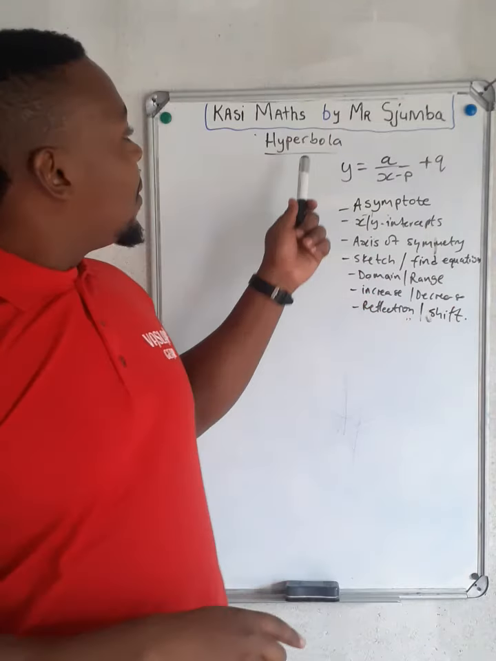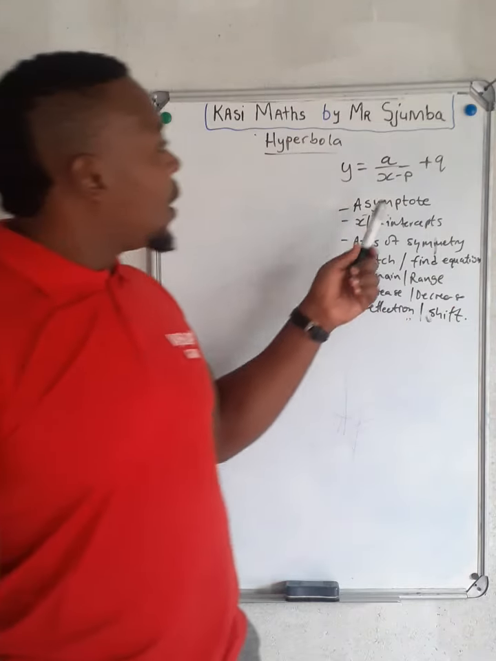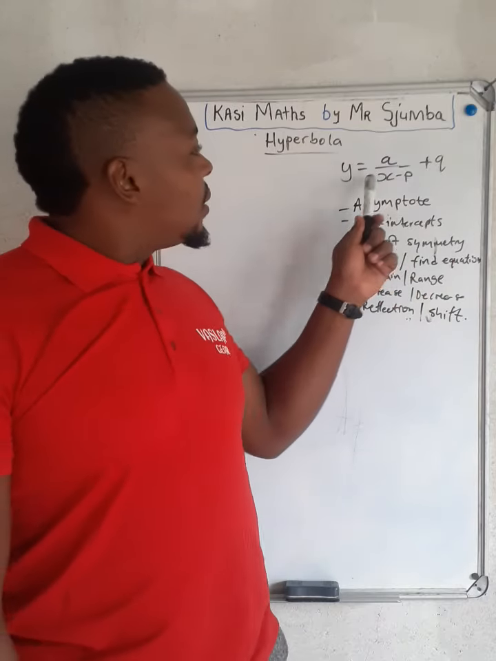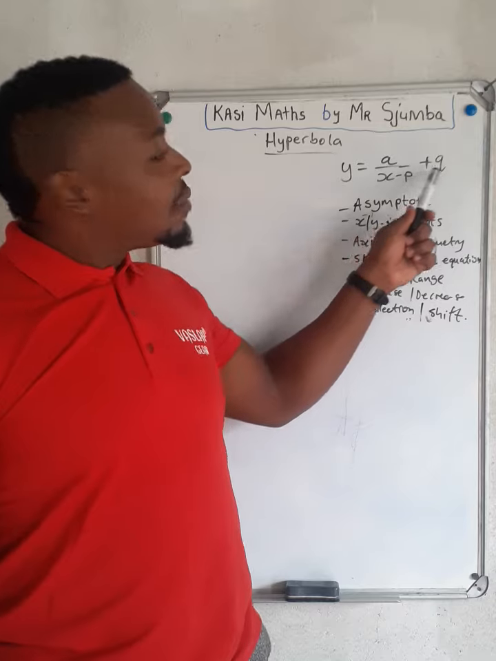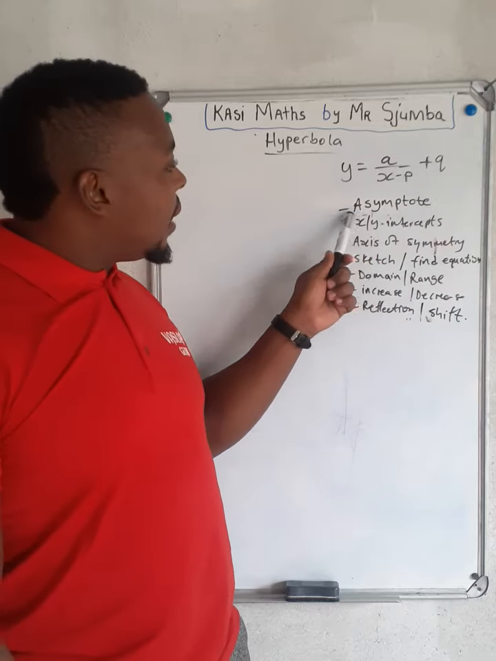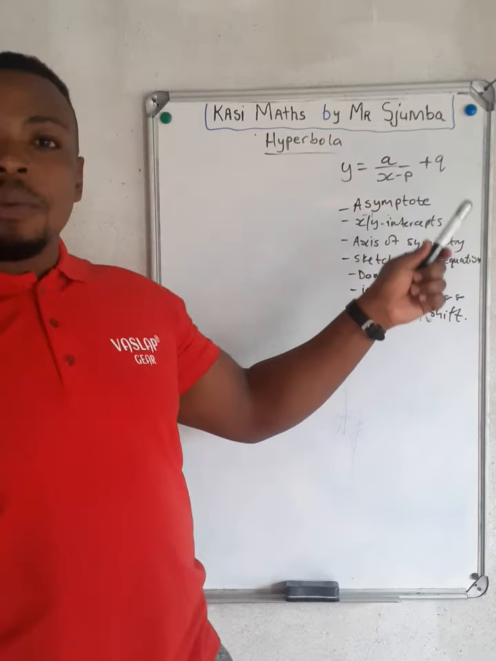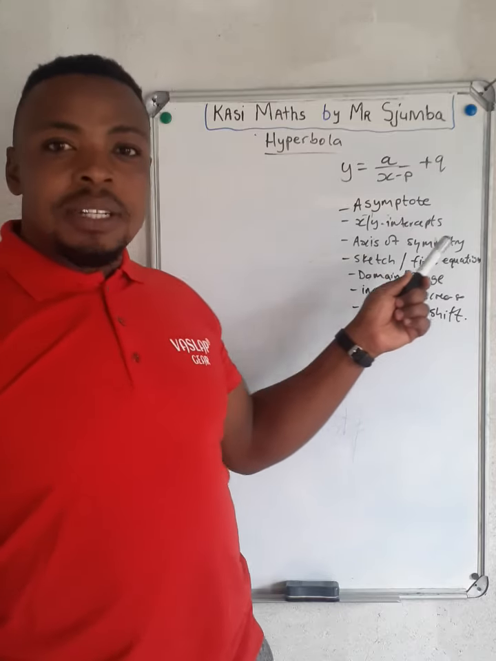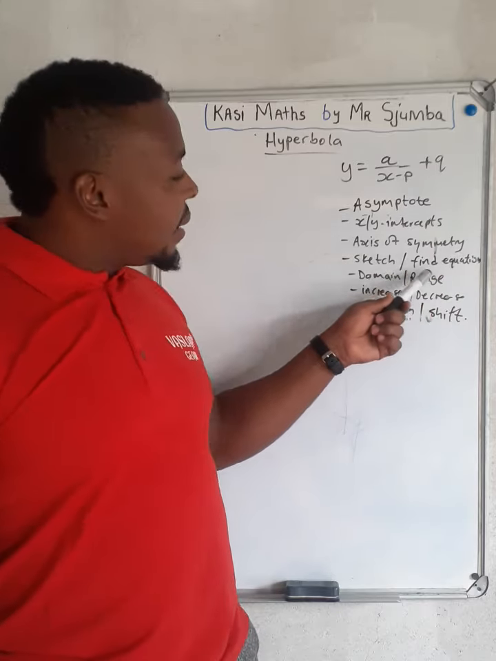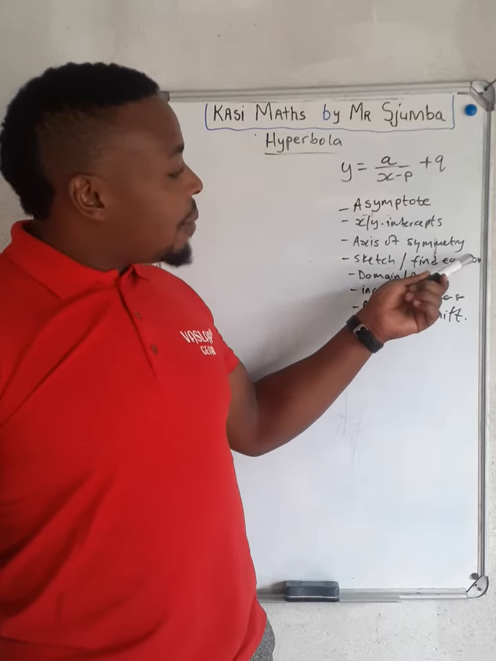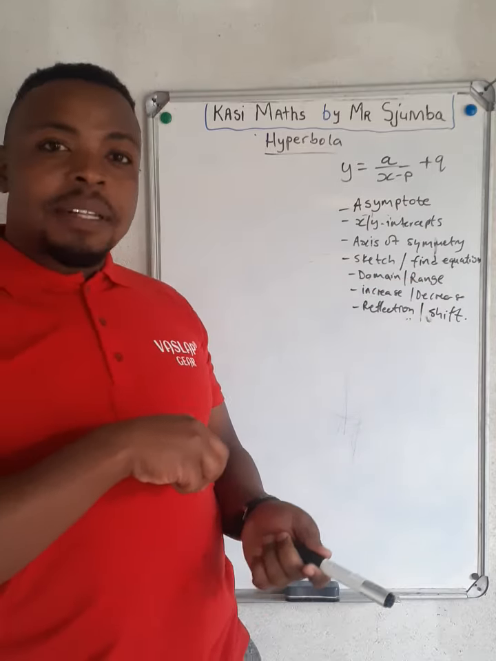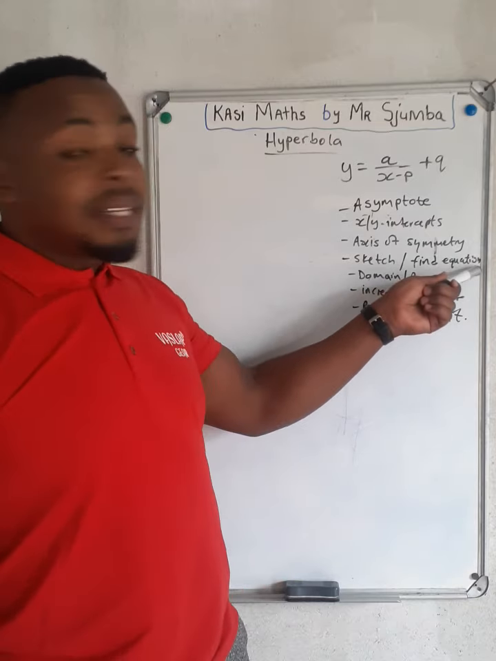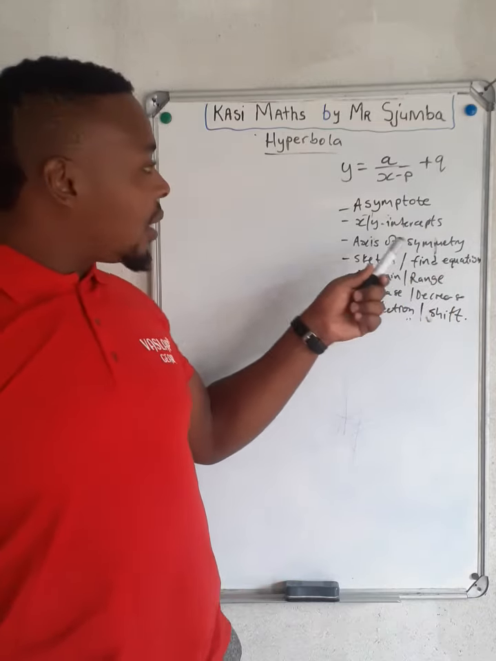In this video, this is the hyperbola. A general formula for a hyperbola is y equals a over x minus b plus q, and then we have the asymptotes, x and y intercepts, and axis of symmetry. This is a sketch graph, and when we are given a graph and we have to answer questions or find the equation of that particular graph.